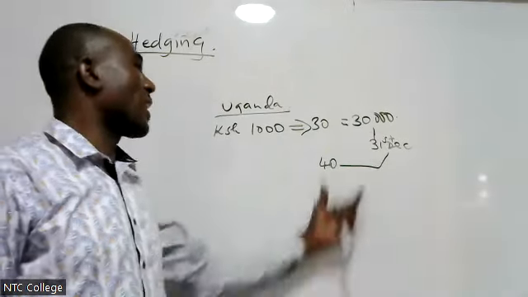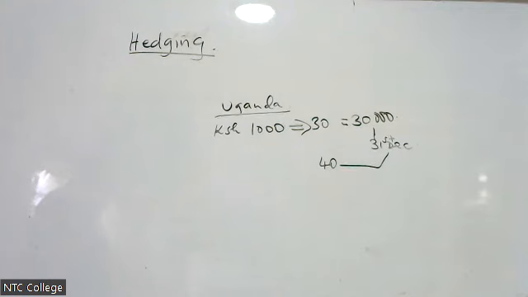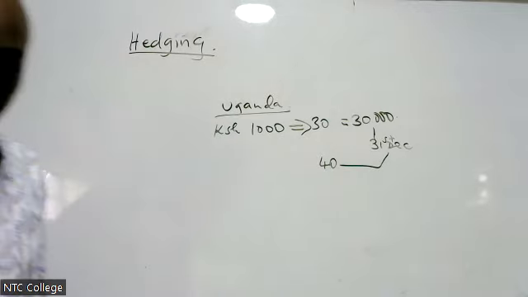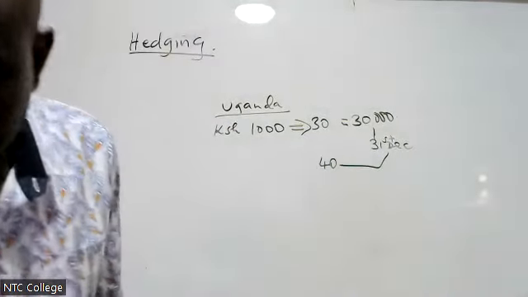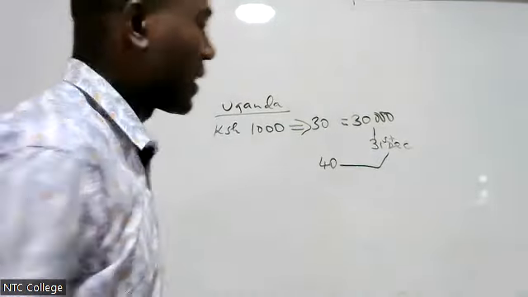Therefore, if I want to translate 30,000 into Kenya shillings, how much is that? Can you quickly help? I don't have the calculator today. 30,000 divided by 40. 750. Thank you very much, Waziri.